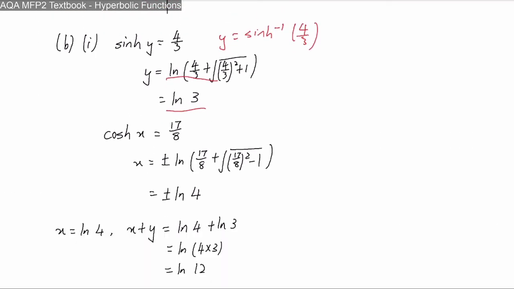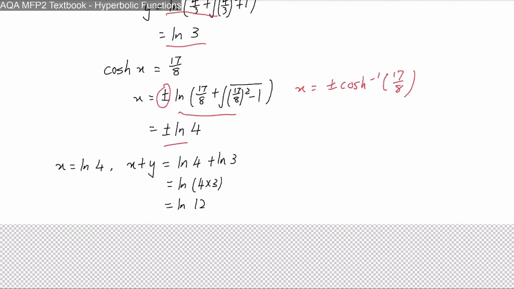So for this one, the x value is plus minus, because remember from what we sketched earlier, cos has two values. So just use the log form of the arc cos. We know that x is plus minus arc cos of 17/8. So for this one, we get the x value here is plus minus ln 4.